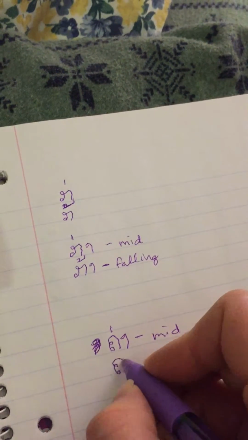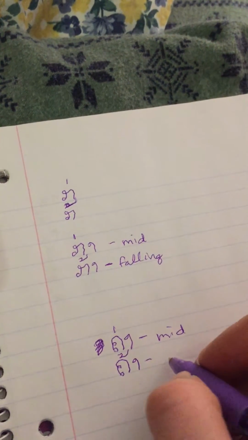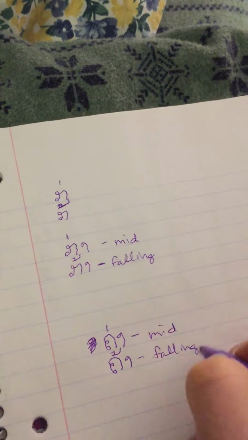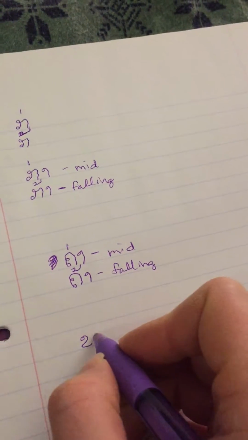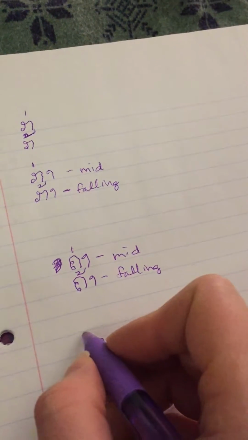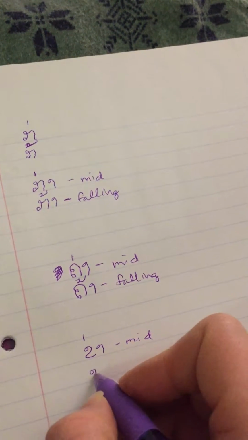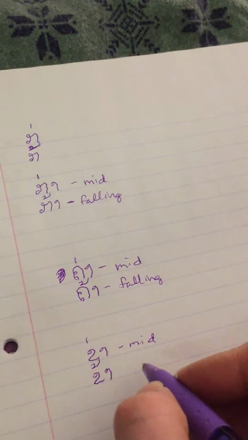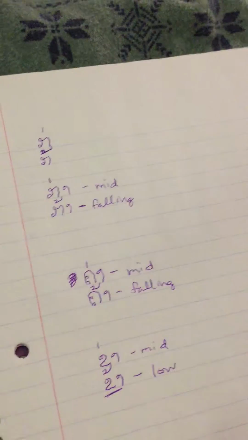You put this one over a normally high one, it makes it falling. Okay? Then if you have your one that's normally a rising tone, you put that over it, and it's a mid-tone. But if you have a normally rising one and you put this one over it, that actually makes it a low tone on this one that usually rises.